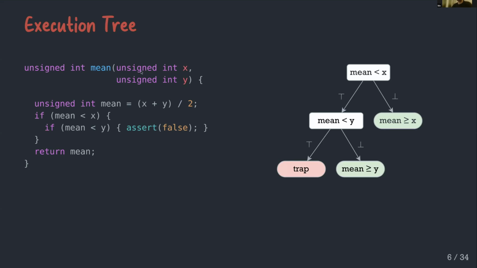So I'm going to make a small example on a C program. This program is going to compute the mean of two integers x and y. It does so by adding them and then dividing by 2. But it has a small check inserted: if mean is lower than x, then it should not be lower than y at the same time. Otherwise, it means that something is wrong. And so you can see all the possible executions of this program depending on the values of x and y. So if mean is lower than x and it's also lower than y, then we're going to have a trap. Otherwise, the execution is going to keep on, and we gain some information about the current path condition.